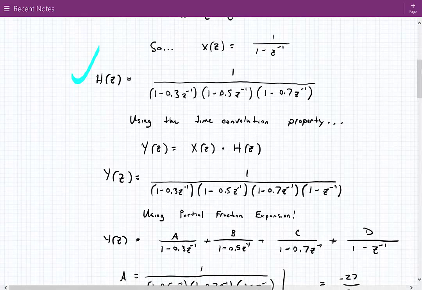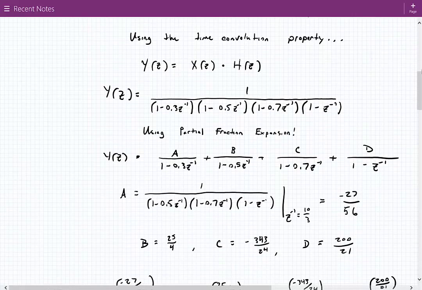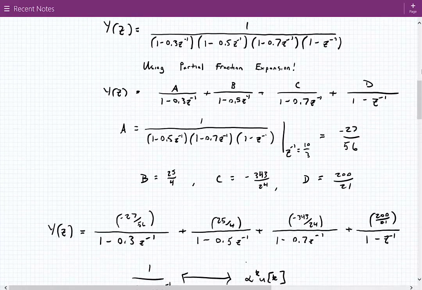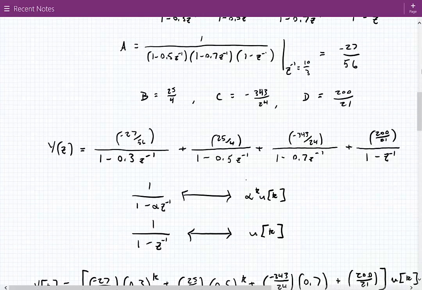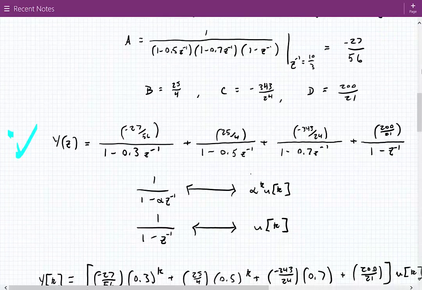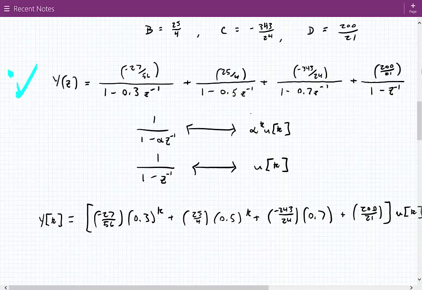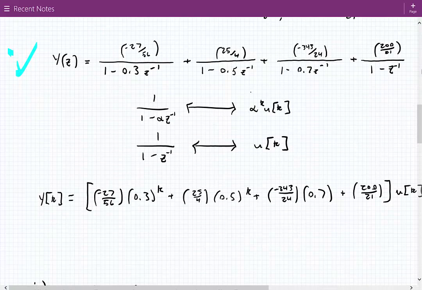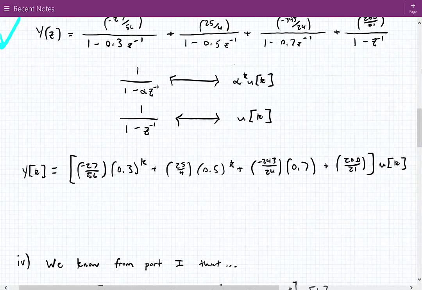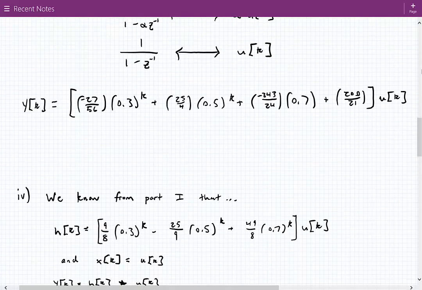Now we're going to use partial fraction expansion to convert Y of z back into the time domain. And we all know how to do partial fraction expansion. You solve for your four constants A, B, C, and D, and you end up getting this equation right here. Now we're going to use these two properties and solve for y of k, and we end up getting this answer right here.